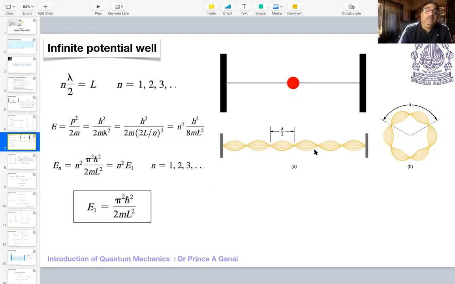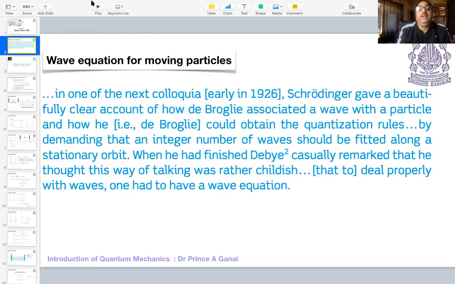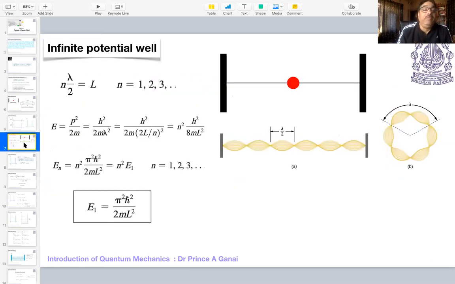Now, the question is, what is wrong in this case? It does not give us the complete picture of the particle in the potential well, which is something we want. Do you remember that in my first lecture I said that Debye remarked this kind of approach was rather childish? If we want to properly deal with waves, one has to have a wave equation. So this approach is not very concrete. To have a proper approach, we need to solve a wave equation, and that wave equation was proposed by Schrodinger. So now we'll try to get the same answers and much more using the Schrodinger wave equation.